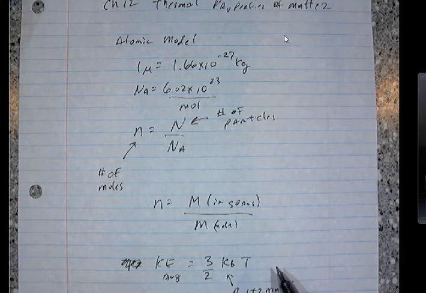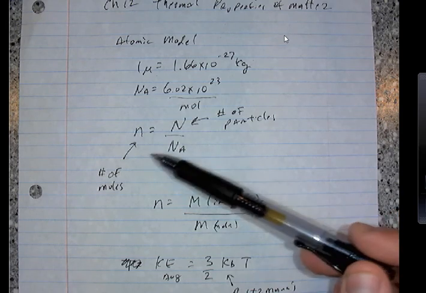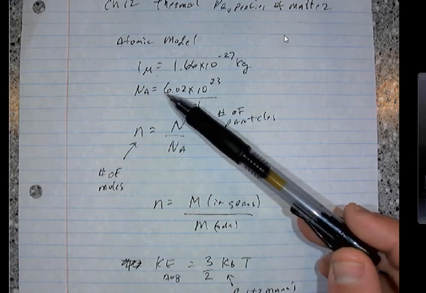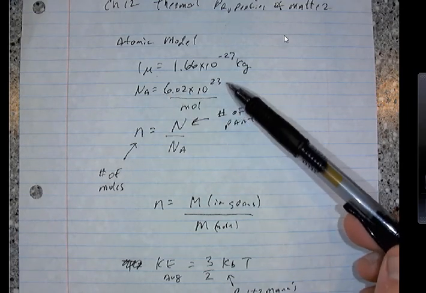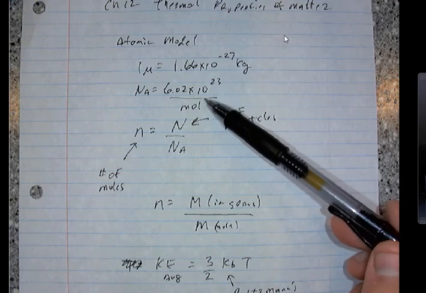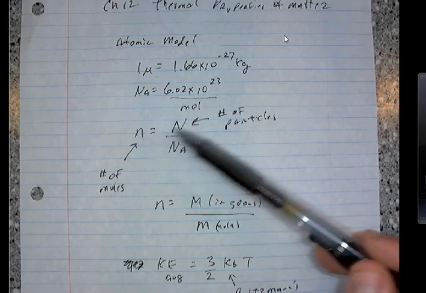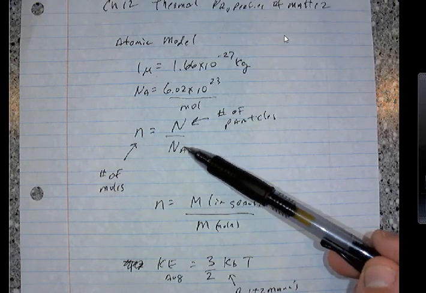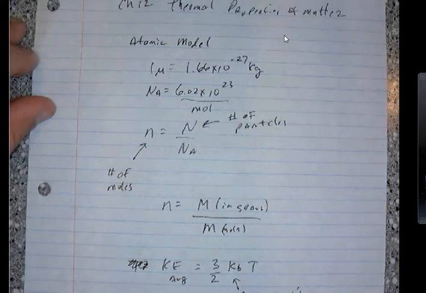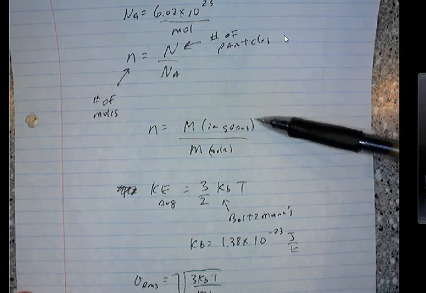And it turns out if you know the number of particles, and using Avogadro's number, you can figure out the number of moles of a substance. So again, Avogadro's number is the number of particles, molecules, whatever it is. It's 6.02 times 10 to the 23rd per mole. Okay, so again, this is how moles, number of particles, and Avogadro's number are related to each other. Many times it's easy to figure out the number of moles if you know how much of a substance you have in grams.